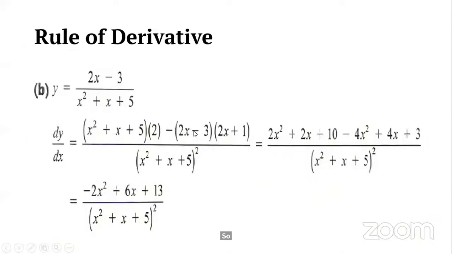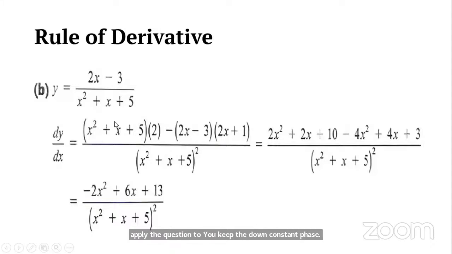Now, this is another example for the quotient rule. The bottom here, s squared plus s plus 5, is our d of s. And the top, 2s minus 3, is our f of s. To apply the quotient rule, you keep the bottom constant first. The bottom is s squared plus s plus 5. We keep it constant. Then the top one, we differentiate the top one.